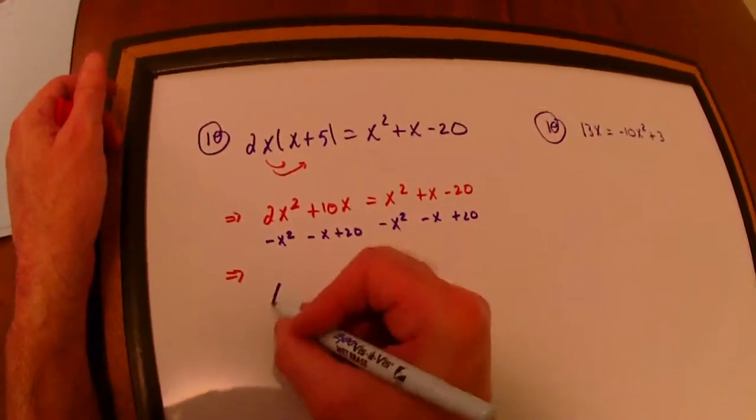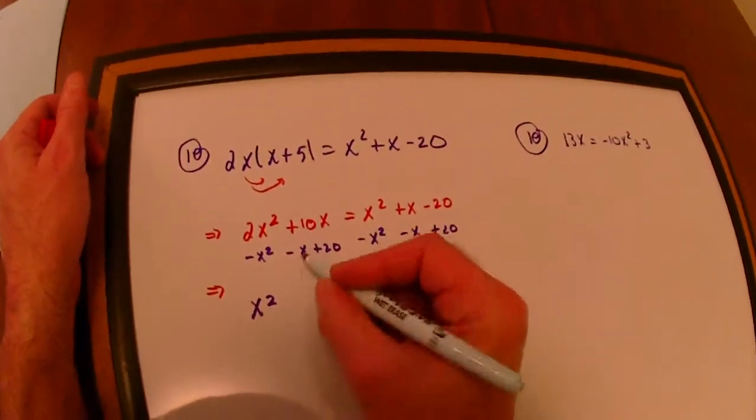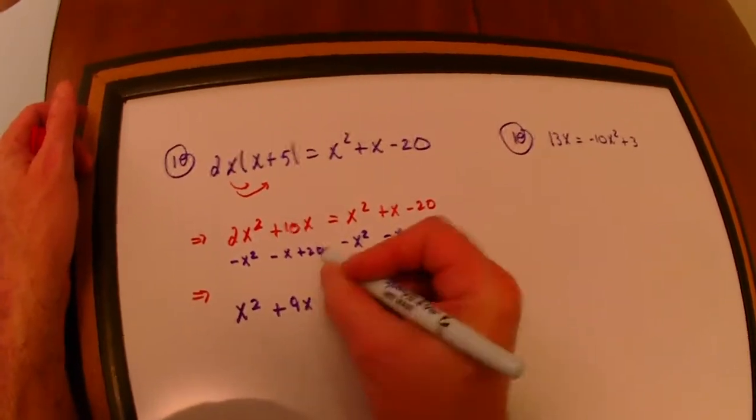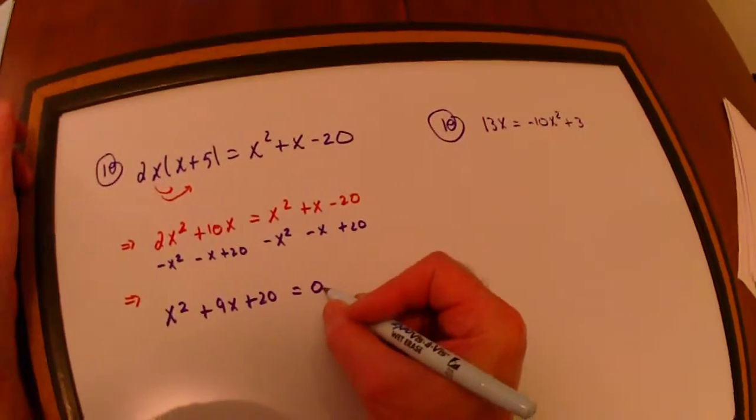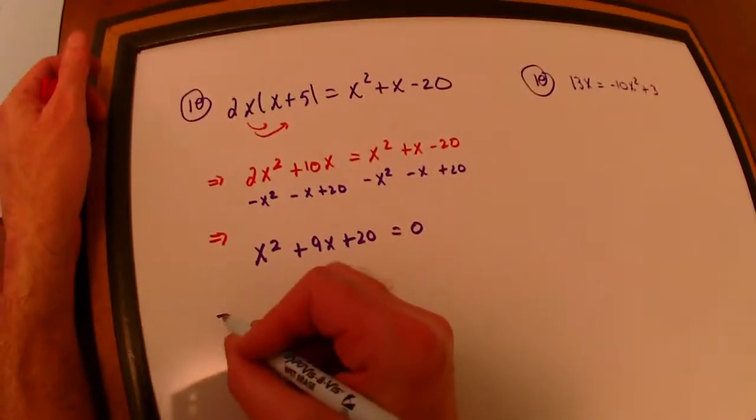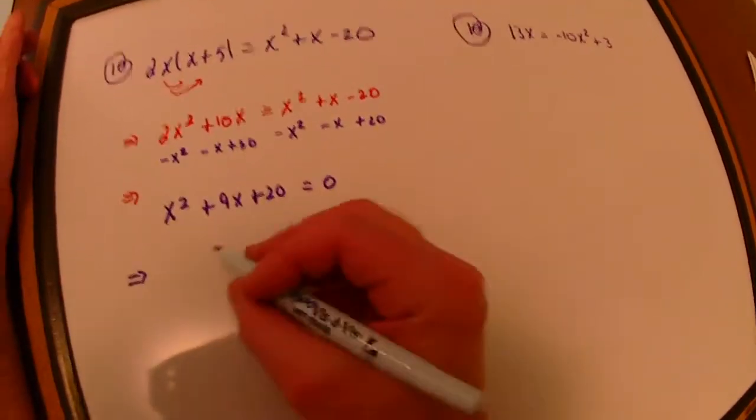2x squared minus x squared will be x squared. 10x minus x will be 9x. And plus 20, and notice that we have 0 over here. So that's always our goal, is to have it set equal to 0. Then the next step is to factor.